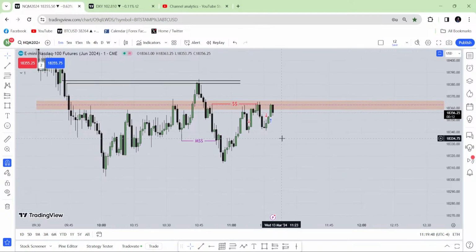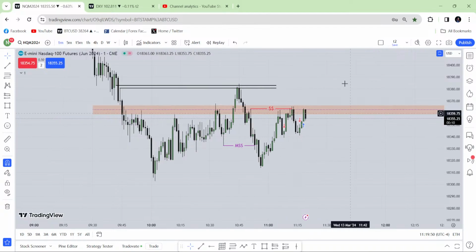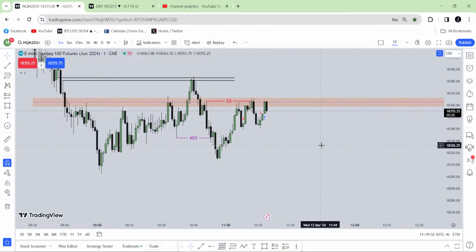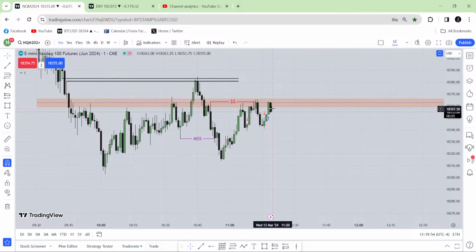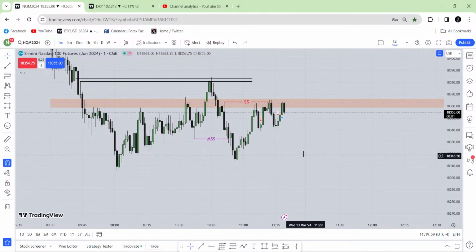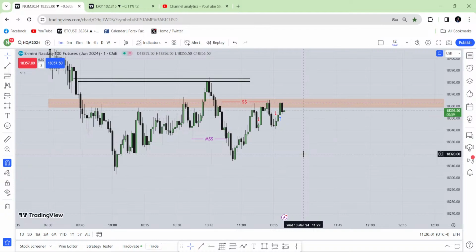Let's see. Still, I'm believing that market is going to fall. Market's not going higher. I took a late entry, so I was unable to put my stop loss above that fair value gap. Still, I'm thinking that market is going to fall. I'm not looking for a buy.